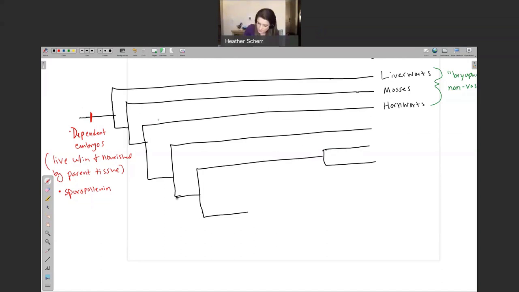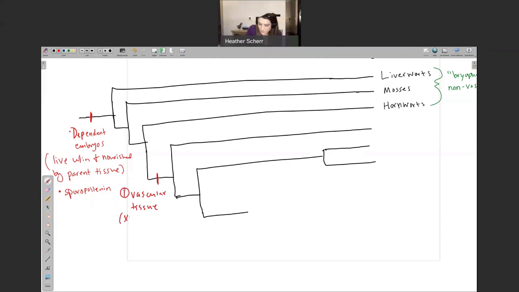Let's go back here. This is the new characteristic for the rest of these groups, just not in those, and that's going to be our vascular tissue, and that's why they're called non-vascular. The rest are called vascular plants. This allows them to grow larger, and they can move nutrients, water, and minerals around the body better.